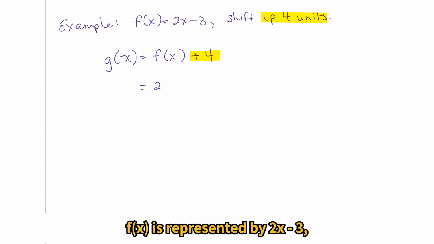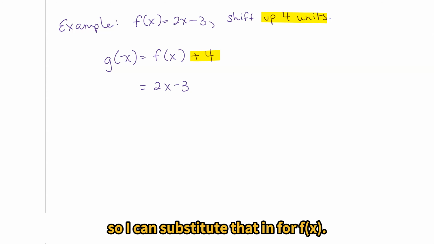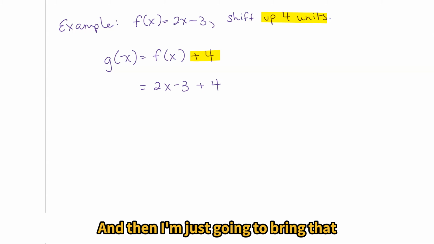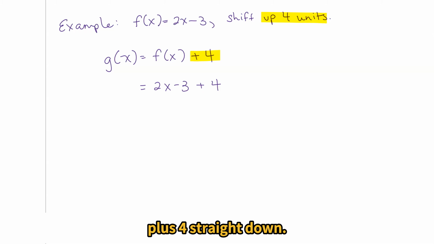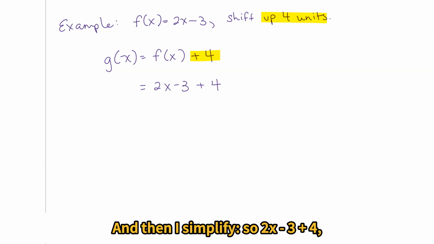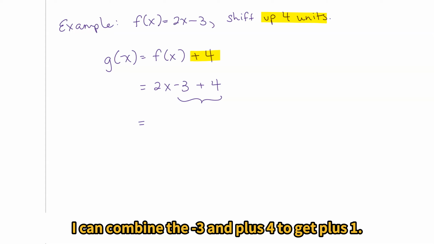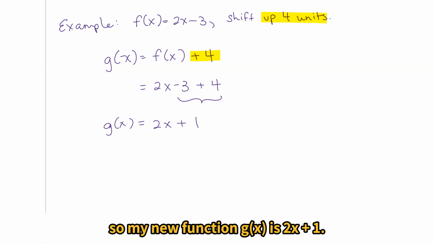f of x is represented by 2x minus 3, so I can substitute that in for f of x. And then I'm just going to bring that plus 4 straight down, and then I simplify. So 2x minus 3 plus 4, I can combine the minus 3 and plus 4 to get plus 1. So my new function g of x is 2x plus 1.